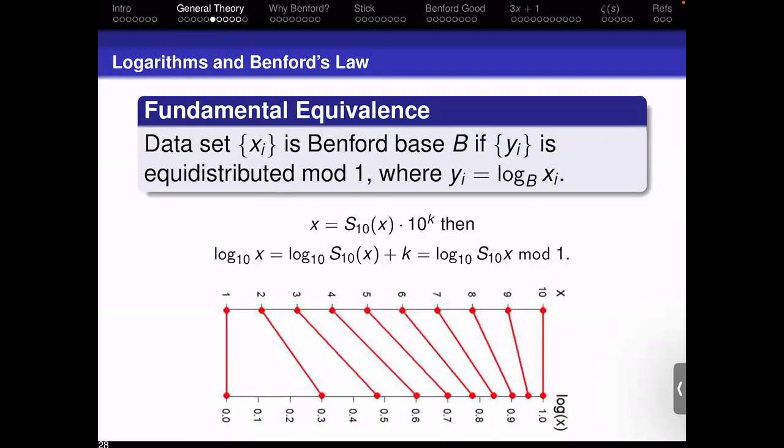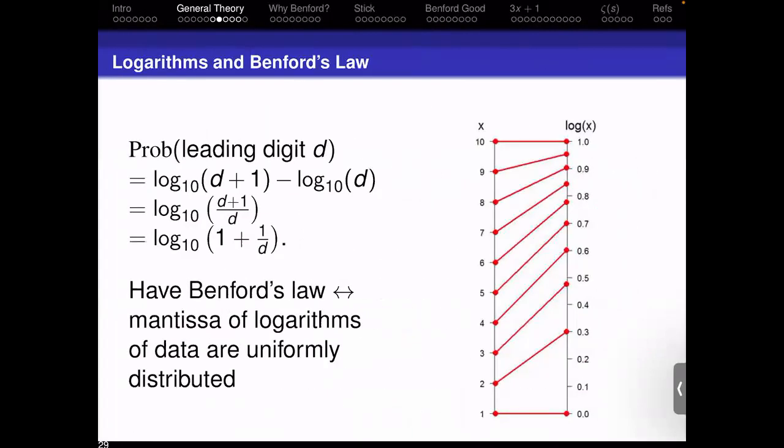And that's why about 30% of the numbers will have a first digit 1. If you're equidistributed on a log scale, then when we exponentiate, your numbers will be Benford when we look at them naturally. So now if we just want to get the probability of a leading digit of d, we would just look at everything up to d plus 1, subtract everything up to d, and that's going to give us the log of (d plus 1) over d.